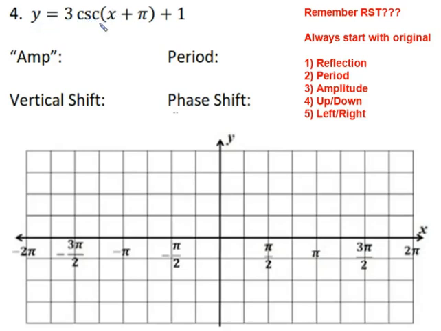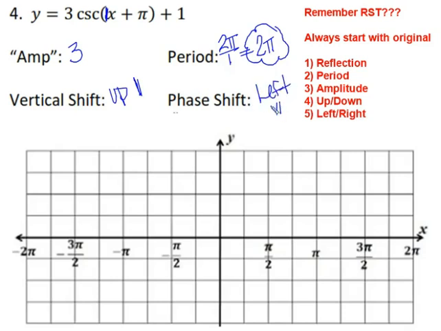So let's go ahead and label amplitude, period, vertical shift, and phase shift. We don't have to do any factoring on this one because we don't really have a b value other than 1. So our amplitude is 3, our period for cosecant is 2 pi over 1, because our little b value right there is 1. So really that's just the original 2 pi that it already has. Vertical shift, we're moving up 1, and phase shift, we're moving left pi.